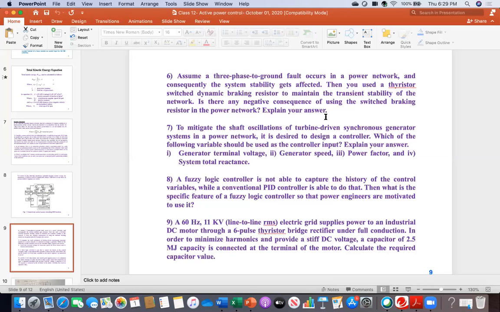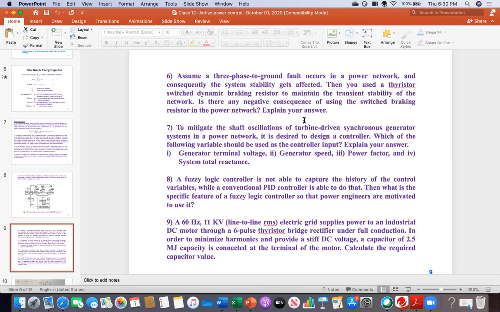Explain your answer. So far, I have always talked positively. Always I am in favor of the braking resistor in case of the synchronous generator, and the fault happened, and this is the severest fault. System stability got affected, and then I connected the braking resistor. It maintained the system stability. But in the meantime, could there be any negative impact of using the braking resistor in the power network? Can you guess whether there could be any effect on any of the components?